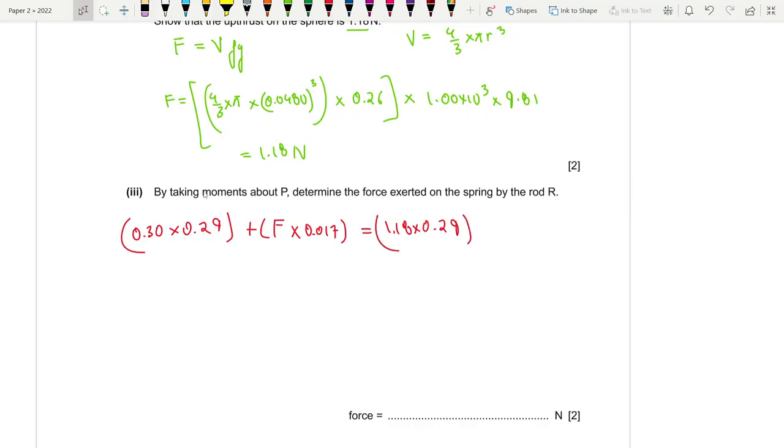Let's solve this. 1.18 times 0.29 minus 0.3 times 0.29, divided by 0.017. This gives you an answer of 15. Two significant figures, since our data has a minimum of 2 SF.